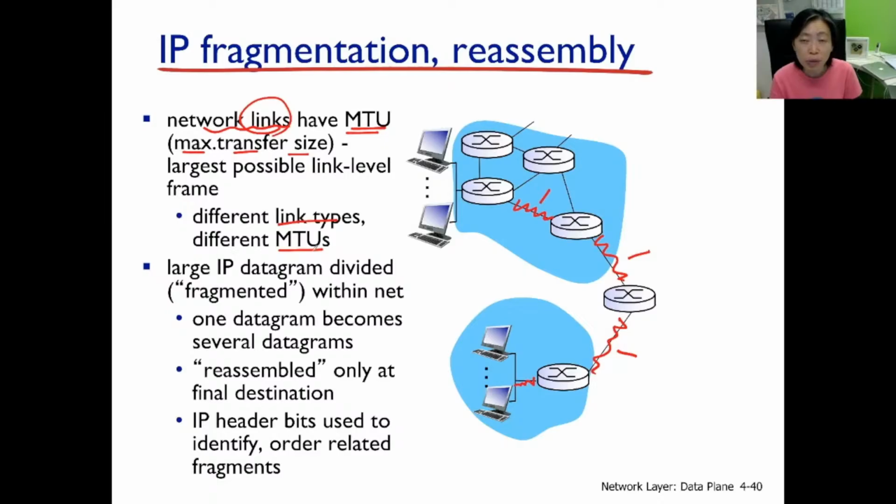Some of these MTUs can be smaller than the IP datagram size. In this case, we need to break the IP datagrams into smaller parts before passing on to the link layer.